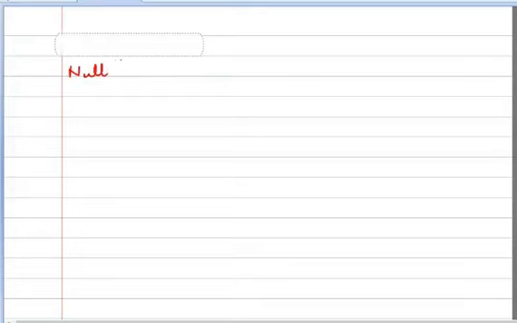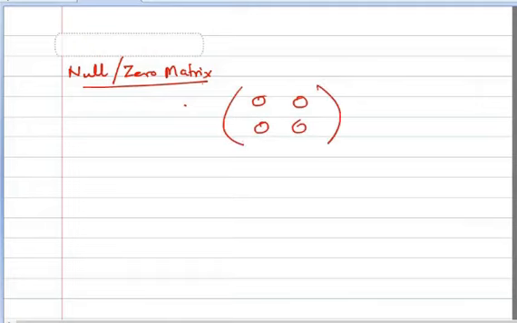Next is the null or zero matrix. If all the elements in a matrix are 0, then it is called a null or zero matrix. Example 0, 0, 0, 0. So this is a null or zero matrix because all the elements are 0. Next is the diagonal matrix.